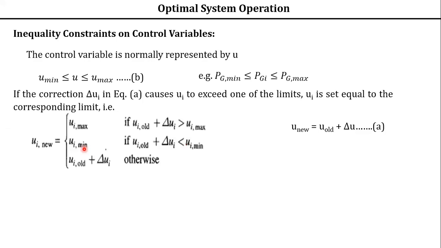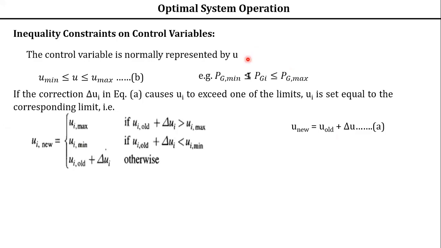Whenever it violates the upper limit, the upper limit will be assigned to the new value. If it violates the lower limit, the lower limit value must be assigned to the new value. If it is within the limits, then you consider that as your new value itself. That means when ui old plus delta ui is within the minimum and maximum limits, then your ui new value will be equal to the same equation A. Understood? So this is the meaning of your inequality constraint.